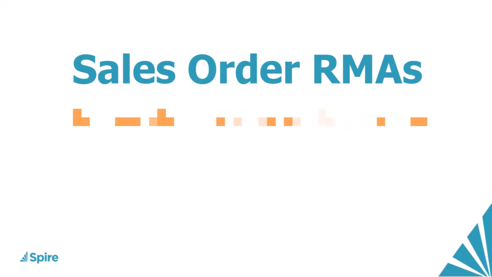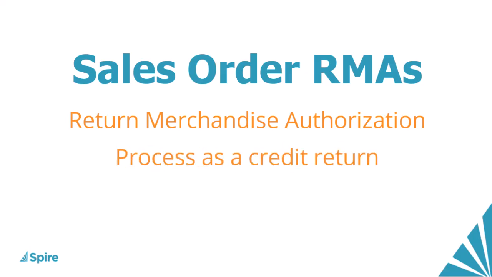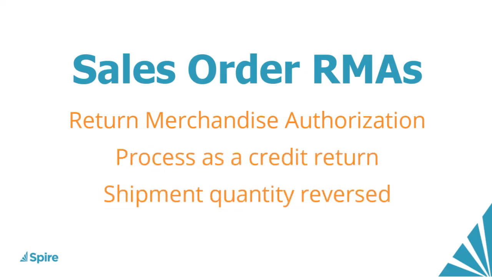If your company has a return merchandise authorization policy for customer sales returns, Spire has a specific RMA order type for transaction entry. After the return has been approved, the RMA can be processed as a credit with accounting and shipment quantity reversed.